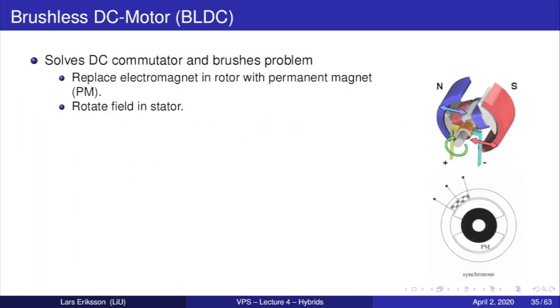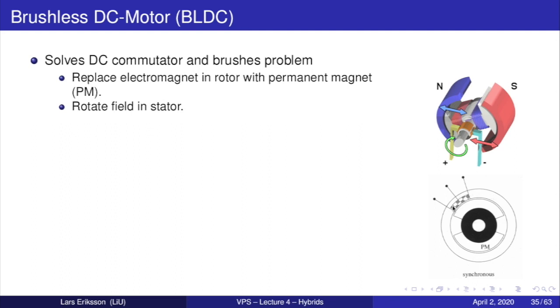There is another machine that is called the Brushless DC Motor. This brushless DC motor solves the commutation and the brushes problem with the aid of a computer. So you have a computer that controls the windings of the machine. So we have a permanent magnet in the rotor in that case, and by employing different currents on the different coils we can get a rotating field here.